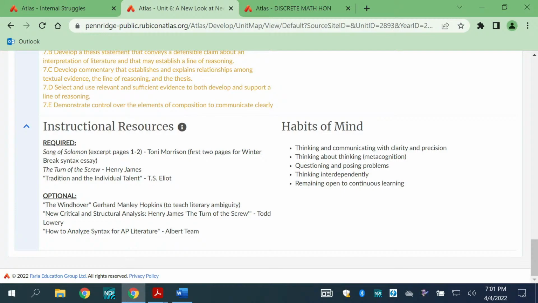So there is no plot really for the first two pages of this. This is basically pinpointing a very specific skill that will appear on the AP test and getting them to produce a paper out of it. I choose the excerpt from Song of Solomon because Toni Morrison is very unique with her syntax. It gives them in just two pages a lot of material to work with. Thank you.